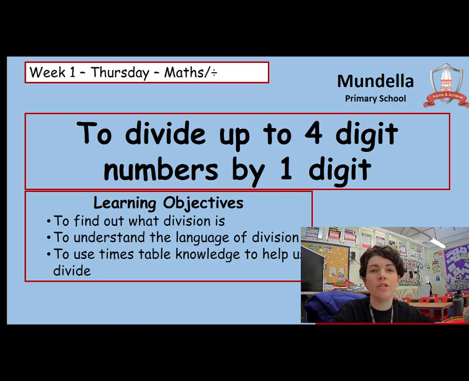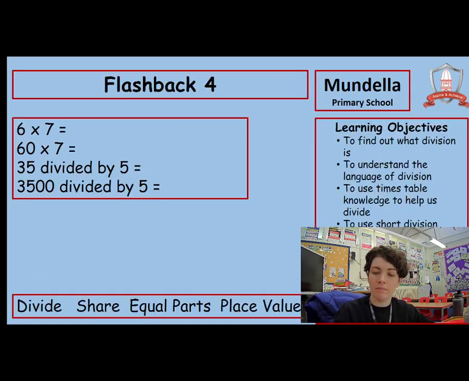In today's lesson we are going to be looking at division and dividing up to 4-digit numbers by 1 digit. So in this lesson we're going to recap what division is. We're going to understand the language of division and we're going to use our times table knowledge to help us.